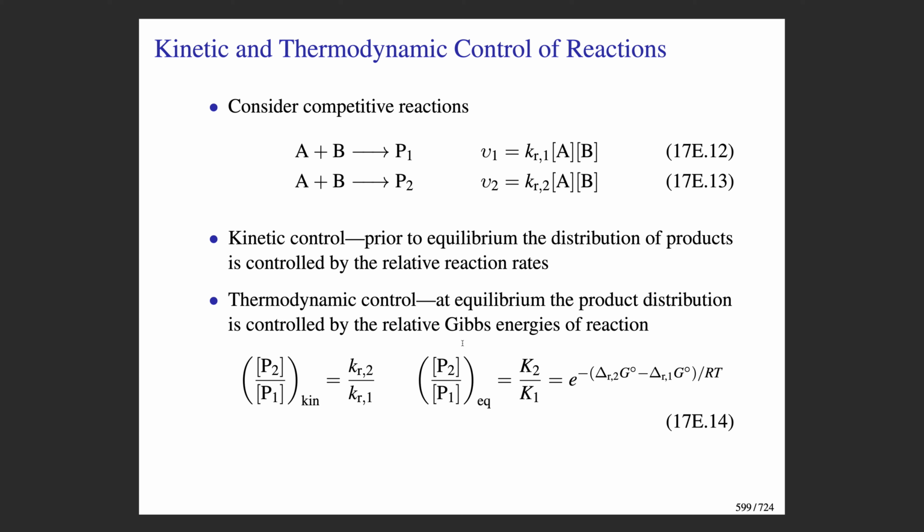However, at long times, after equilibrium is reached, thermodynamics takes over at a certain point, and the equilibrium distribution is determined by the relative Gibbs energies and the equilibrium constants for these two reactions. Okay, and that's given in terms of the delta G's. So short time control is governed by kinetics, long time control at equilibrium is governed by thermodynamics and the Gibbs energies for the two reactions.